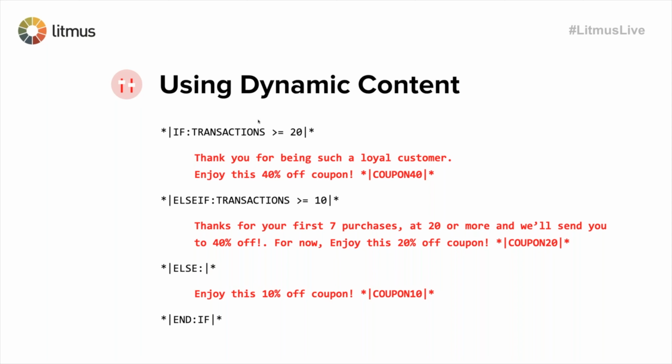So you can see here that if the subscriber has greater than 20 transactions, we give them a really nice coupon to reward them for being a loyal customer. If they have greater than 10 interactions but less than 20, then it's not as good a deal, but we still want to try to get their business. If they haven't done anything at all, then it just defaults back to this 10% off coupon. You can take this literally as far as you want for most ESPs and do really interesting things.